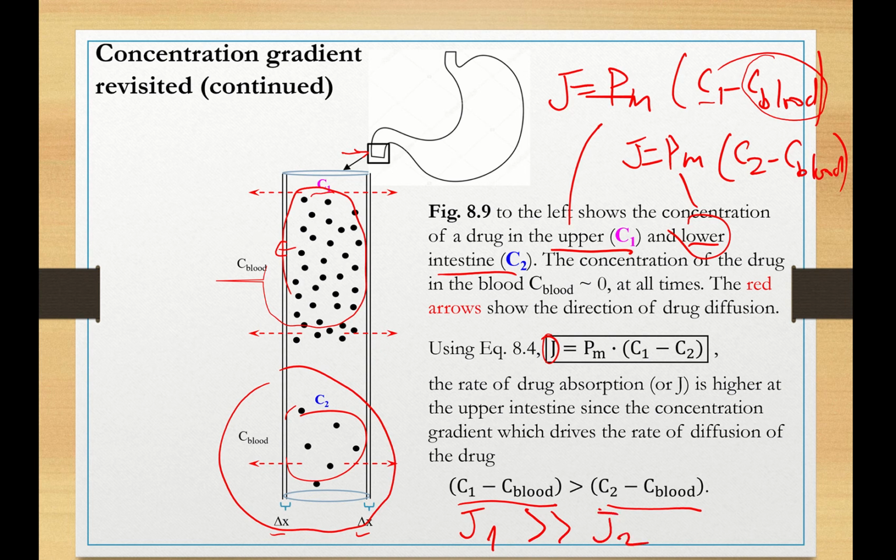Okay, so hopefully everybody gets the picture. The higher the concentration difference between the two sides of the membrane, the higher is the flux. And of course, in this case, in the two different portions of the intestine, since C1 is much higher than C2, the rate of drug absorption from the upper part of the intestine for this particular drug is going to be much higher than in the lower part of the intestine. Okay, very important schematic over here.